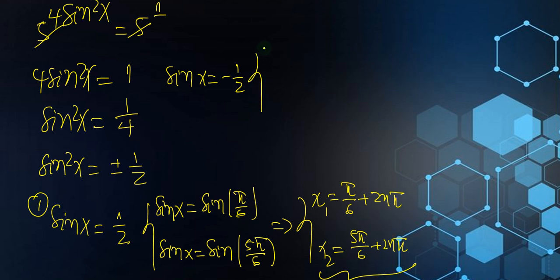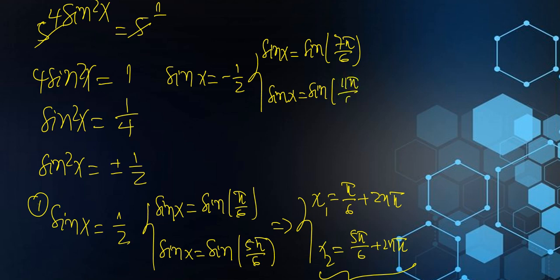We're going to have two cases here. We're going to have sine x equals sine of 7 pi over 6, right? And then we're going to have sine x equals sine of 11 pi over 6.